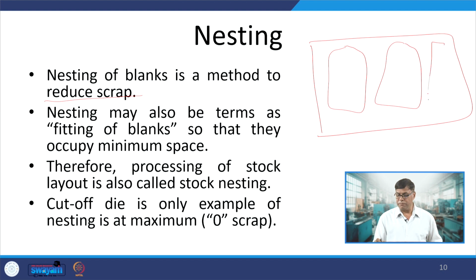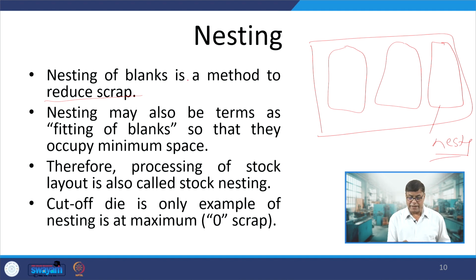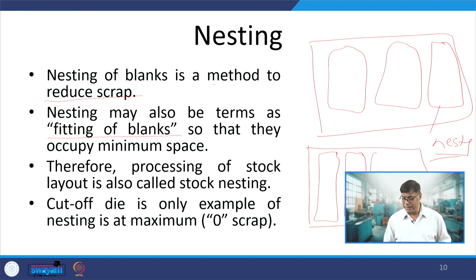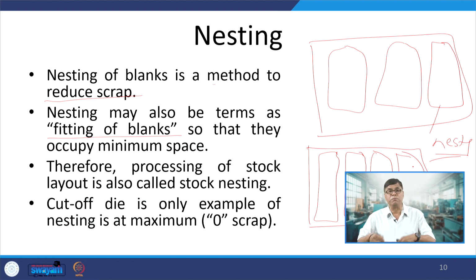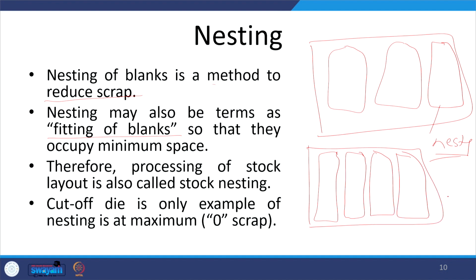So, this cut profile is known as nesting. The nesting of blanks is a method to reduce the scrap. Nesting may also be termed as fitting of the blanks so that they occupy minimum space. Say this is the space available. How will we be fitting the blanks to be produced in this sheet metal, so that we can produce more number of blanks out of the given material?